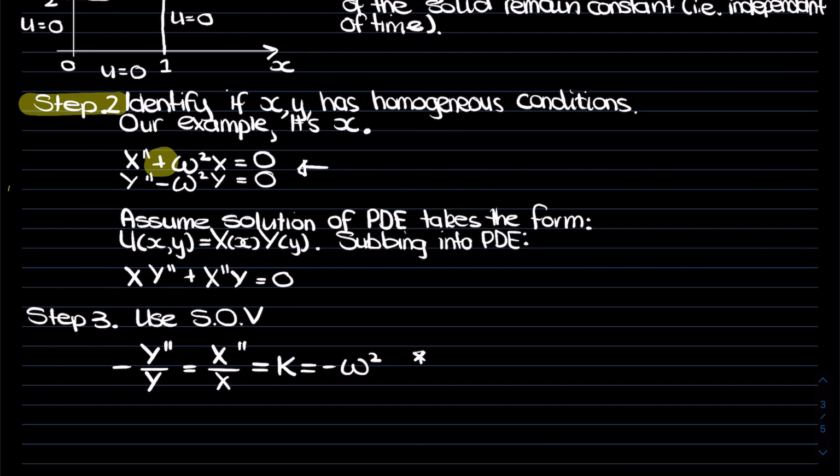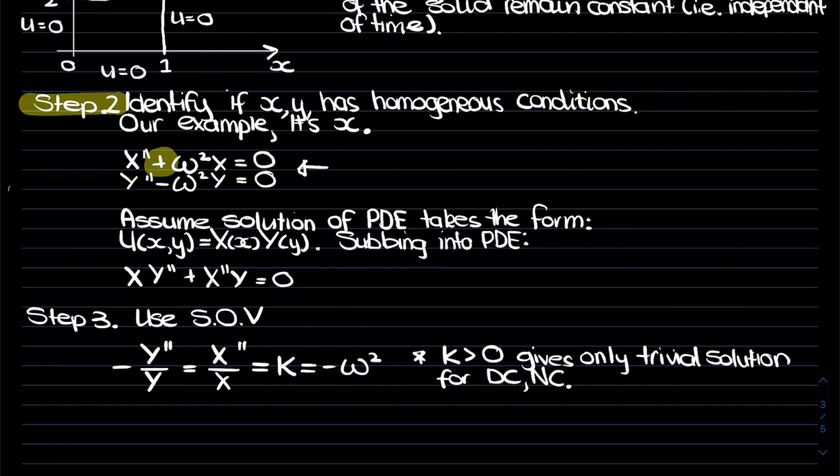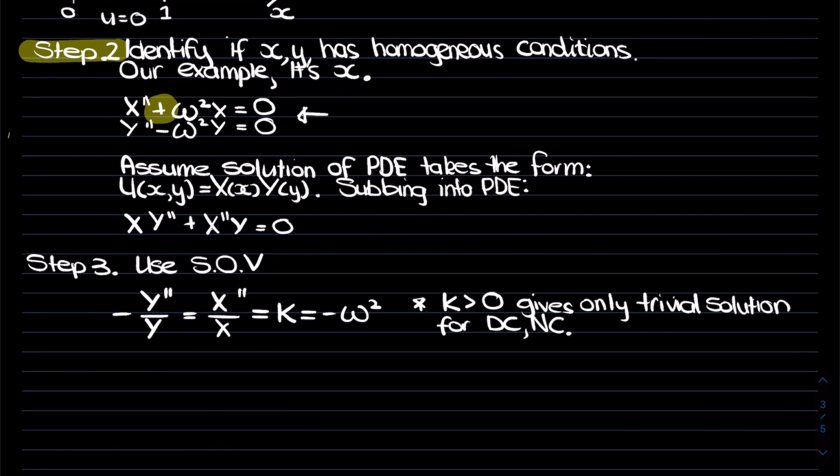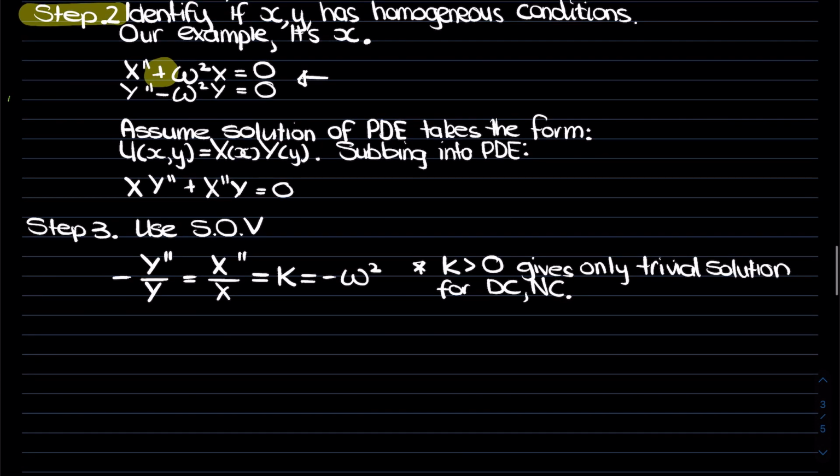This is because k greater than 0 gives only trivial solution for Dirichlet conditions and Neumann conditions. So we're just putting a little bit of restriction on what the sign of k is. So if we then rearrange this, we get two ordinary differential equations.